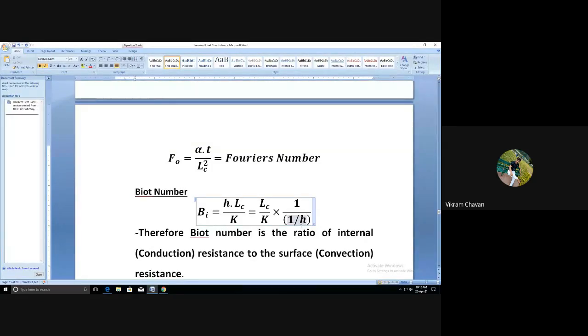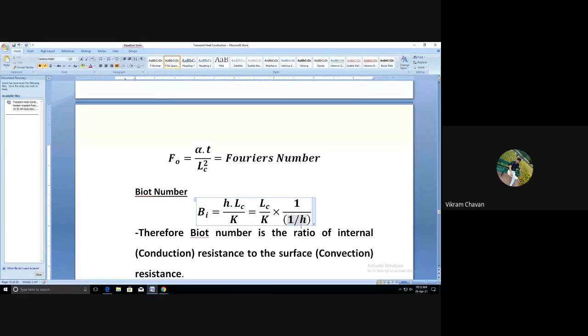Okay, so that signifies that Bi is the ratio of internal resistance to the external resistance. If the Bi value is small, then we can say that the external resistance is greater than the internal resistance. And if this Bi value is lesser than 0.1, then in that particular case we can apply the lumped heat capacity analysis to determine the heat transfer condition in that particular object.